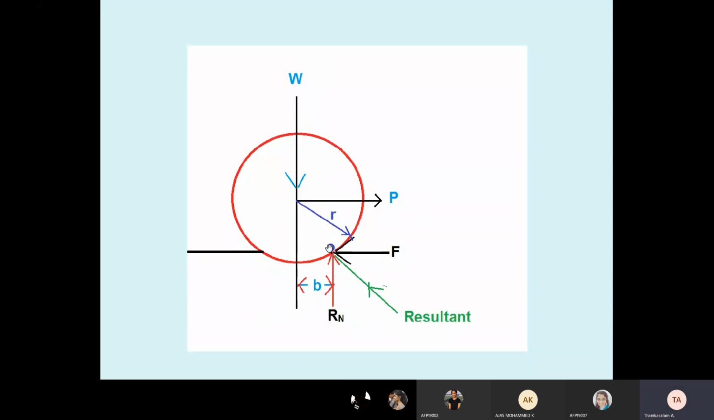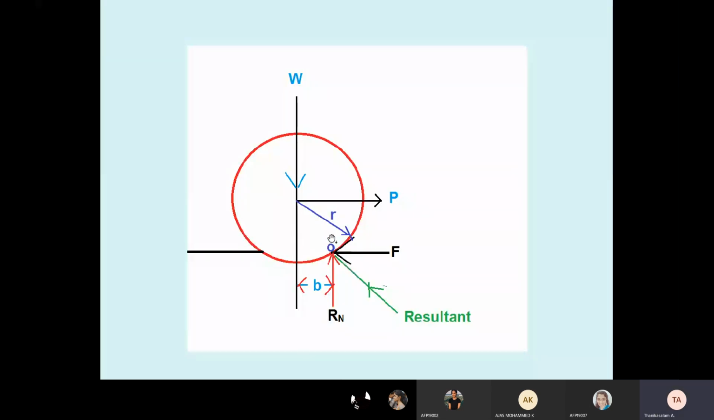Why did I mark O? Because the bottom of the tire is in contact at all the places, so the resultant reaction must be at the O point. Suppose you want to rotate the tire, you want to pull the tire, no? That's why I am applying the force horizontally. So two forces are acting: the weight of the tire, vertically downward, and the rolling force, the applied force P. The wheel radius is small r.